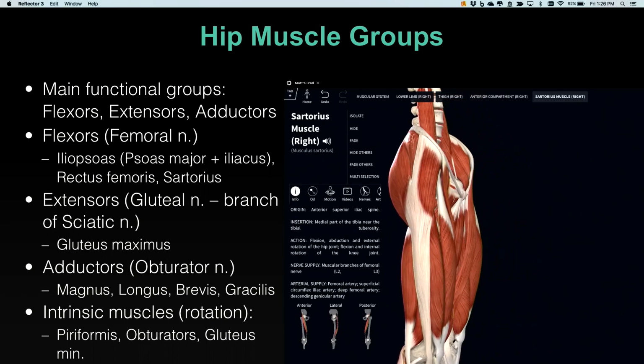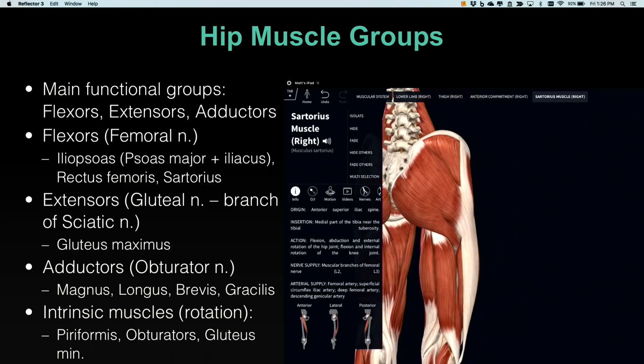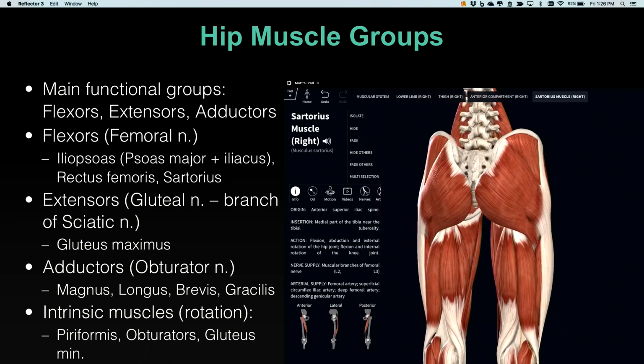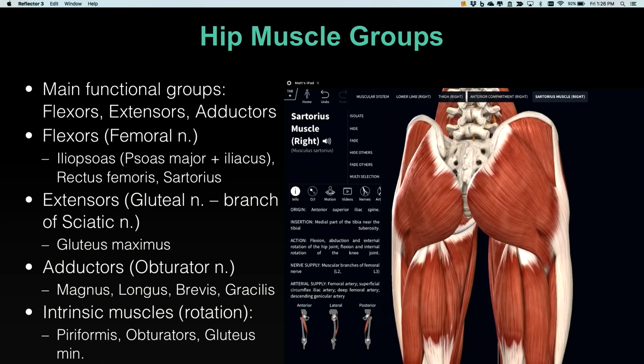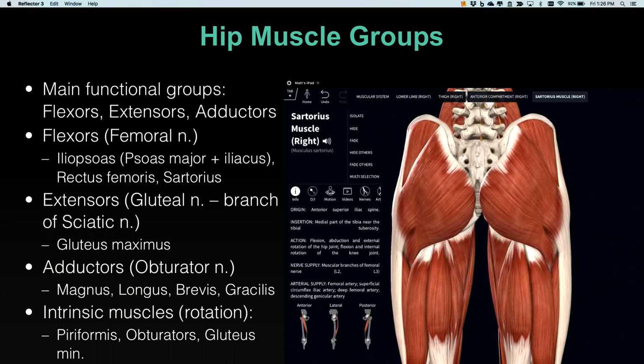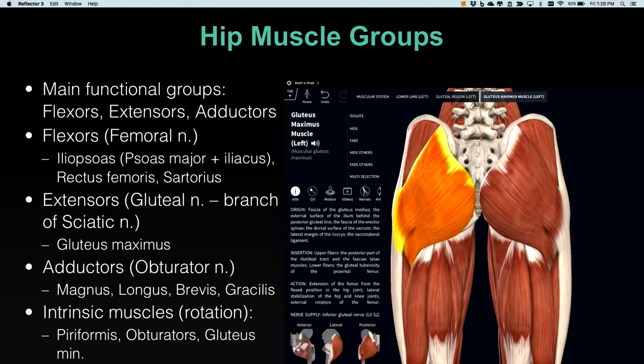What other actions do we have? Extension of the hip, hip extension. I'm only talking about one muscle of interest here, the major prime extensor of the hip, Gluteus Maximus. Gluteus Maximus, big, powerful muscle, one of the biggest muscles in the body.